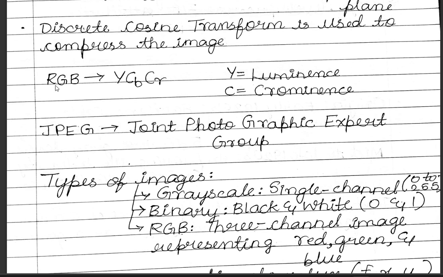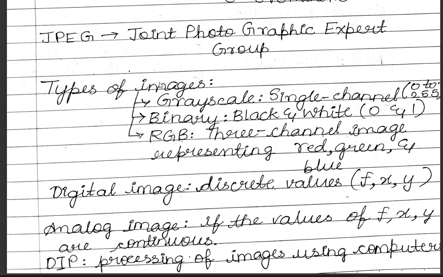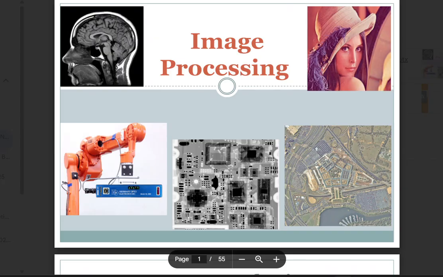We have RGB, that is red, green and blue, to classify an image, and also we have YCbCr, which is for chrominance and luminance. The word JPEG refers to Joint Photographic Experts Group. We'll discuss each concept in detail now.